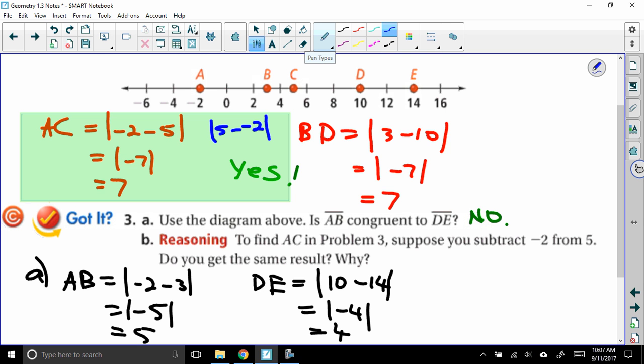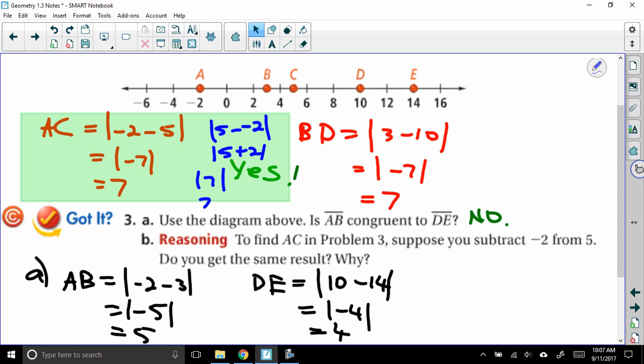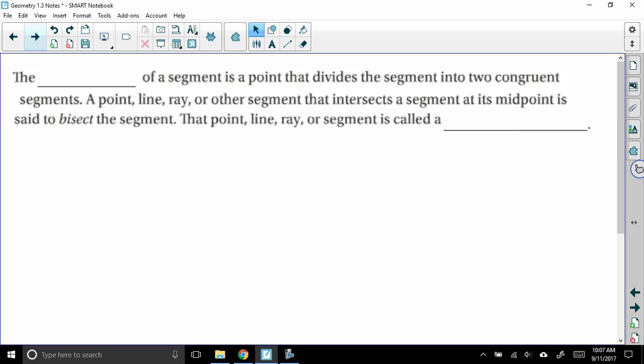Yeah, because when you minus a minus, that's plus a plus. So that's the absolute value of 5 plus 2. The absolute value of 7, you would have got the same thing. So yeah, and the reason for that is, I guess, because we're using absolute value. Whenever you use absolute value, subtraction's commutative. Okay.